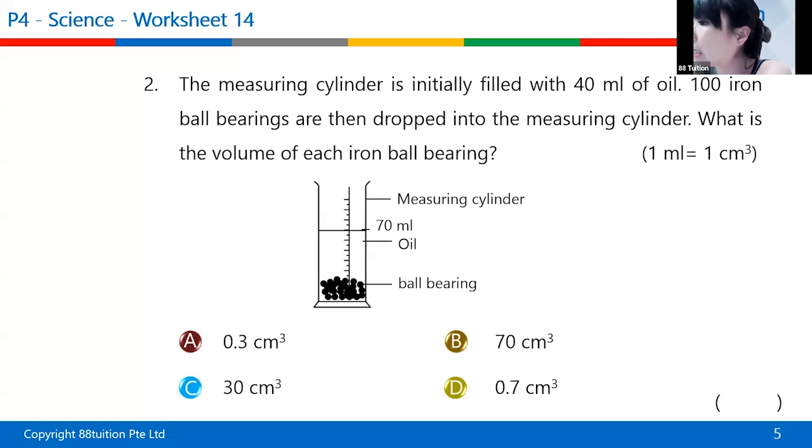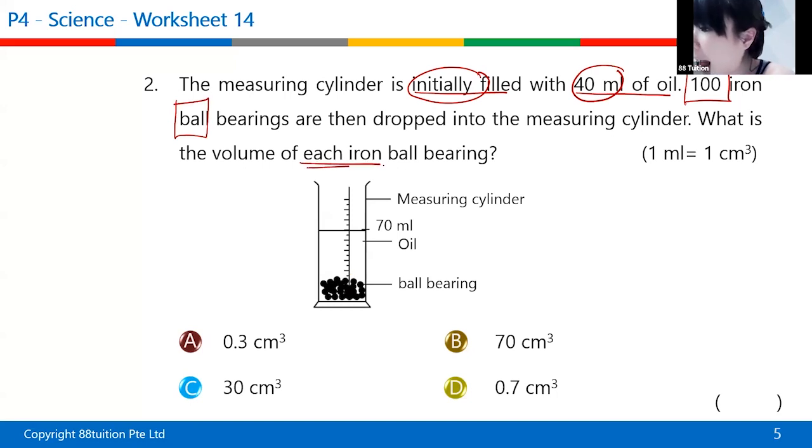The measuring cylinder is initially filled with 40 ml of oil. Okay, so initially, when I don't put all the balls in, it is 40 milliliters. And then now I drop in 100 balls. What is the volume of each iron ball? So how do I solve this question, Naksh?